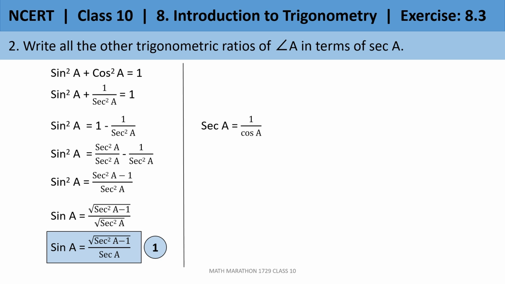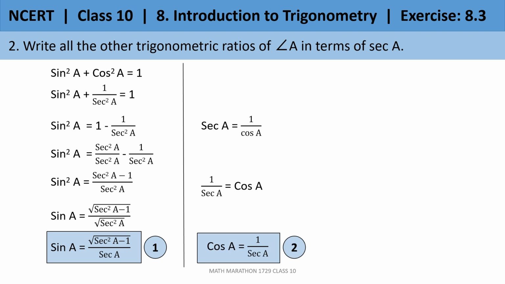By definition, secant A is equal to 1 by cos A. Let us take reciprocal on both sides of the equation. 1 by secant A is equal to cos A. So, cos A is equal to 1 by secant A. Now, we have the trigonometric ratio cos A in terms of secant A.